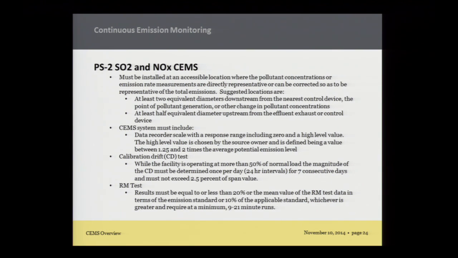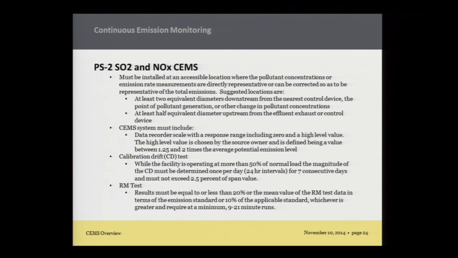And then you've got your calibration drift test. While the facility is operating at more than 50% of normal load, the magnitude of the CD must be determined once per day for 24-hour intervals for 7 consecutive days and must not exceed 2.5% of the span value. So that's your initial 7-day drift test. What exactly do you have to do with drift tests? Just to show that there's no bias in the system. So typically you're doing that after a new installation or you've revised your CEMS system, something has triggered that, right? And so really it's just a measure of making sure that your analyzer isn't giving you a bad reading.